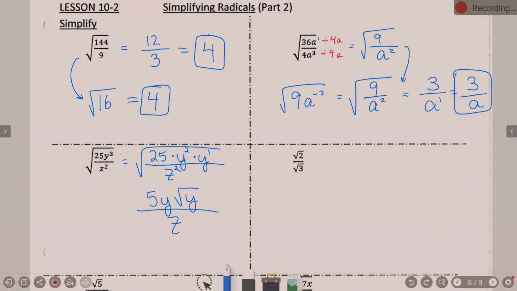Did I get all of my perfect squares out from under the radical? Okay. Did I get any radicals out of my denominator? Do I have any radicals left in the bottom of my fraction? No, so that's good. Do I have any fractions left under my square root sign? No. So this is good. This is a final answer. It may not be pretty, but it's an answer.